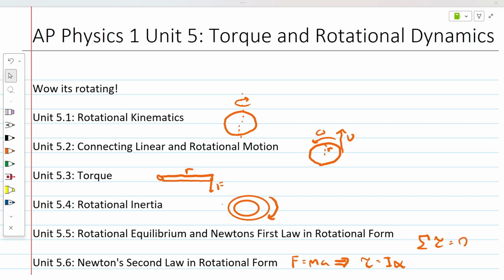And then we move into torque, talking about forces on rotating objects, and then talk about some rotational inertia, and then we'll describe some of these Newton's laws in their rotational form and how it brings together this whole unit. So feel free to jump around where you need. Timestamps will be in the description, and let's get into it.